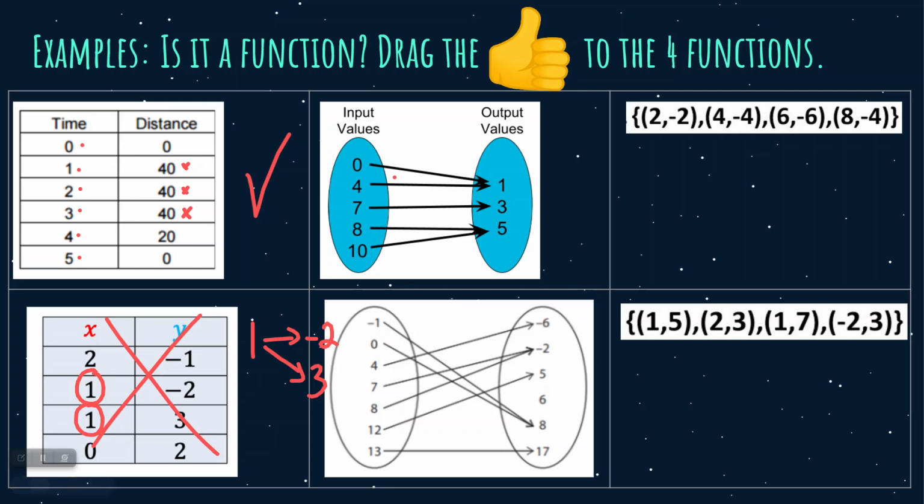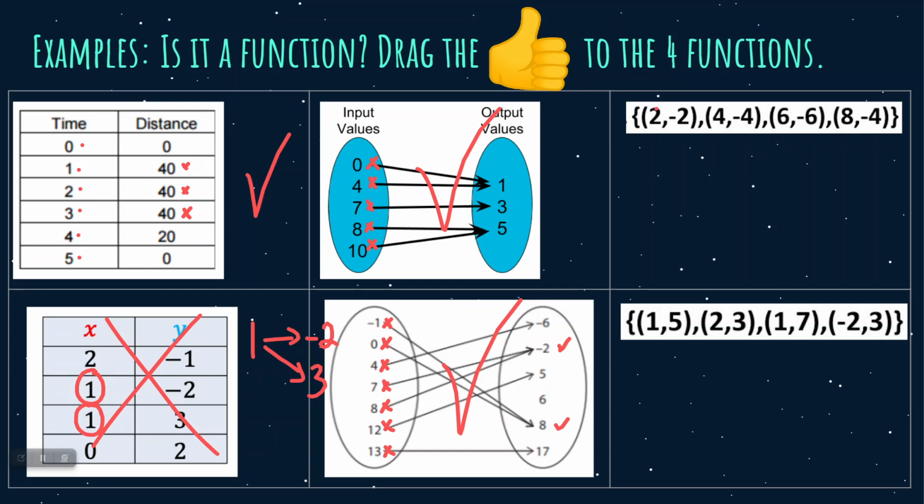All right, looking at the mappings, the 0 goes to 1, 4 goes to 1, 7 goes to 3, 8 goes to 5, 10 goes to 5. I have one output for each of these inputs. That is a function. Here, same thing. I really don't even care where they go. I know I have 2 lines coming to the 8, but that's okay. That's still a function. I have 2 lines coming to this -2. That's still a function. I'm really just looking, do each of these inputs have only one line coming out of it? And they do, so that is a function.